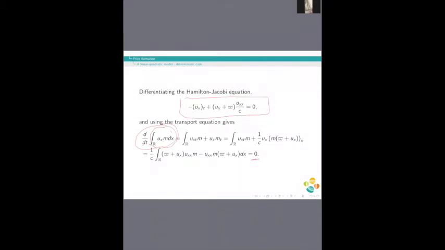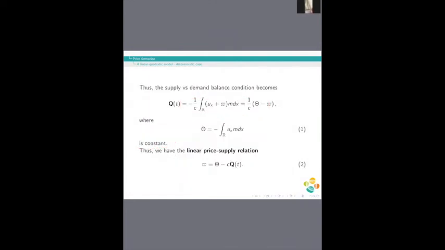So in fact, when you write down the balance condition, what you get is that the supply is some capital theta minus the price. So we have a linear price-supply relation, meaning, again, same principle, that if the supply is high, the price is low. Supply high, price is low, and the other way. And if you've been following the news, you will not ask the question that generally people ask me at this point, which is, can the price be negative?